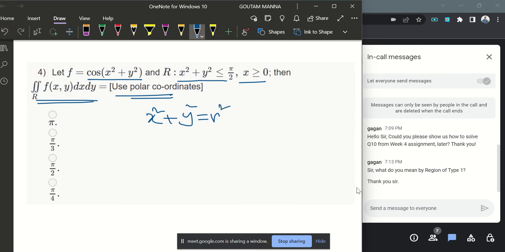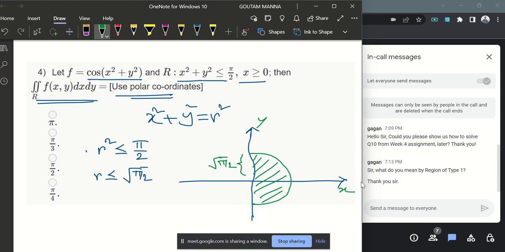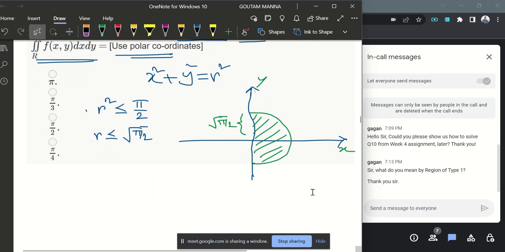So first of all, let's look at the region. The region is x square plus y square less than or equal to pi by 2, or as x square plus y square equals r square, you can write it like r square less than or equal to pi by 2, or r less than or equal to root under pi by 2. This length is root under pi by 2. So then this is the region. The x-axis, the y-axis. So we are asked to find this integration on x greater than or equal to 0. So we are on the right side of the y-axis.